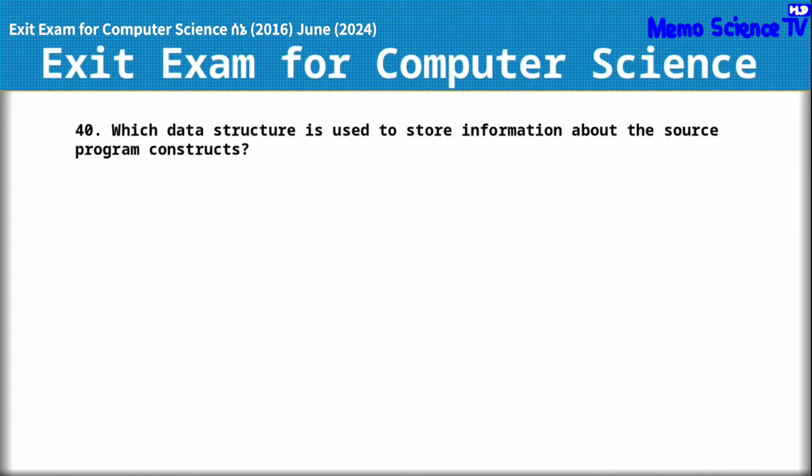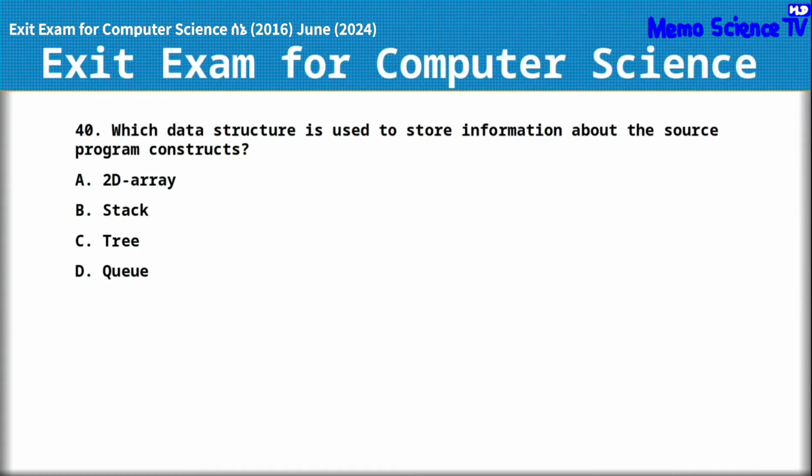Question number 40: Which data structure is used to store information about the source program construct? A. 2D array, B. stack, C. 3D queue.